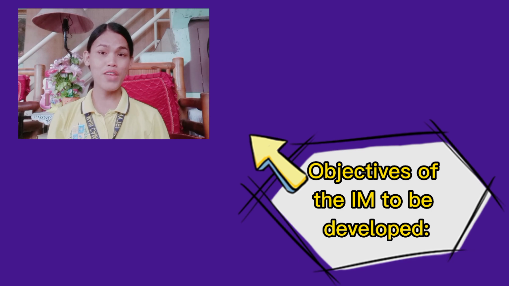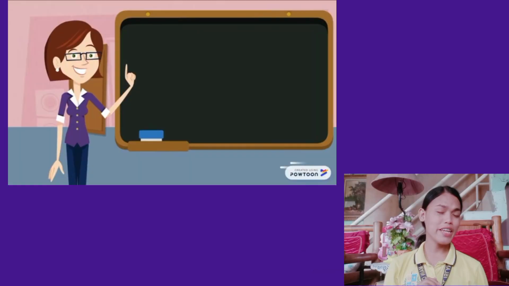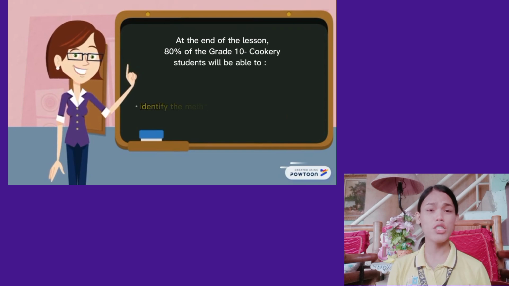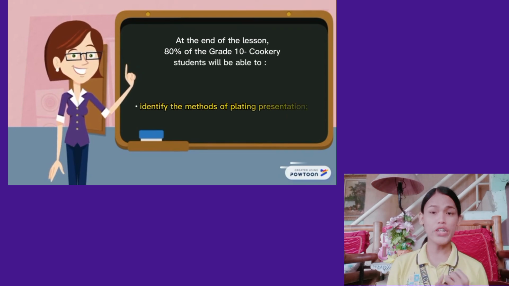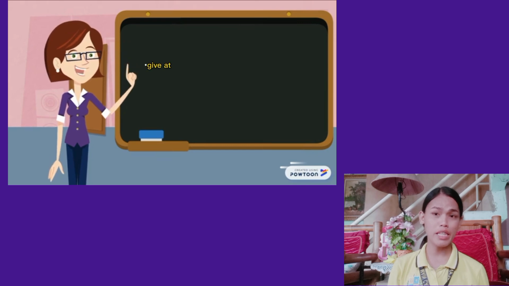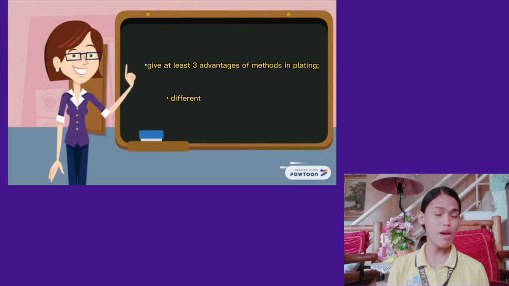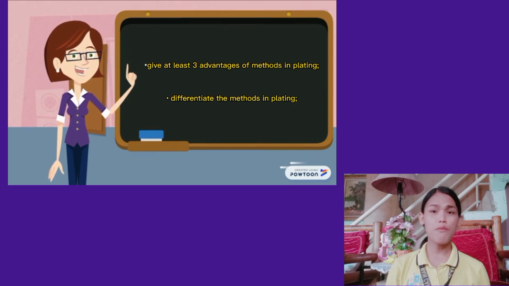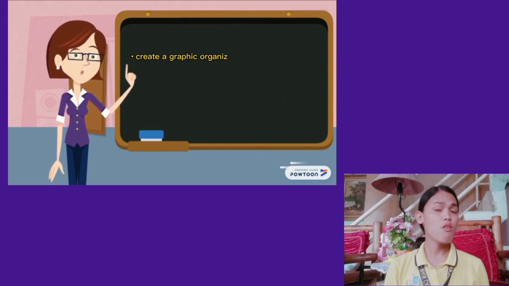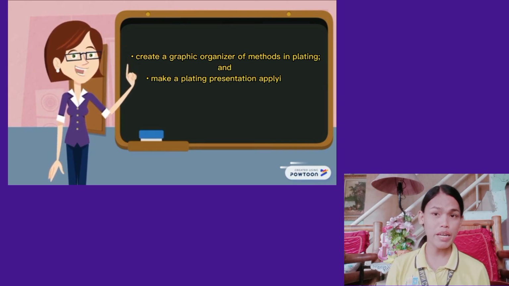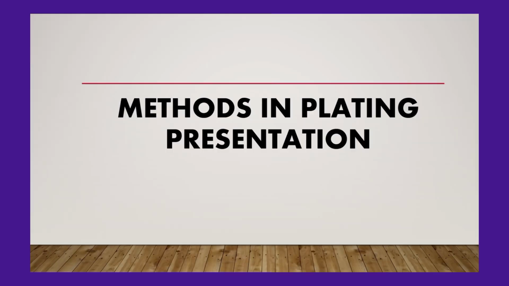Objectives of the IMs to be developed. At the end of this lesson, 80% of the grade 10 cookery students will be able to, first, identify the methods of plating presentation. Second, give at least 3 advantages of methods in plating. Third, differentiate the methods in plating. Fourth, create a graphic organizer of methods in plating. And lastly, make a plating presentation applying the methods in plating.